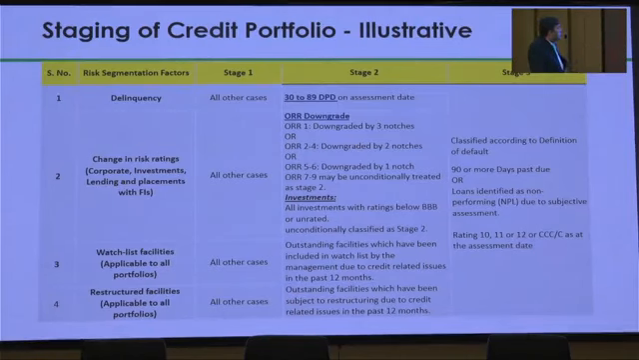Then you have restructured facilities. If a loan has been restructured in the past 1 year, it cannot be a high quality loan. It should not be in stage 1. So in that case, you need to transfer that loan to stage 2. So this is broadly the criteria for staging of the portfolio. So by now, what we have done is we have segmentized our portfolio, and within the segments, we have created the stages of the portfolio.